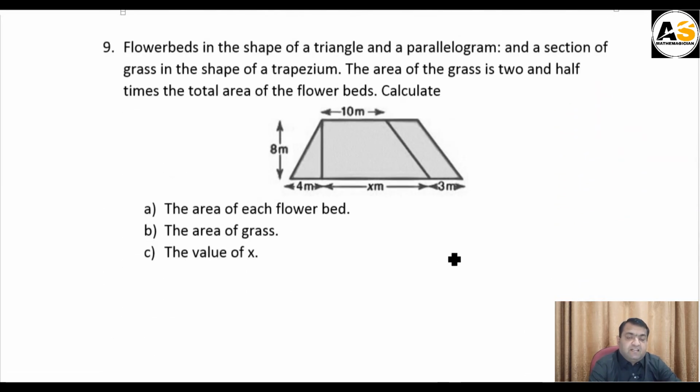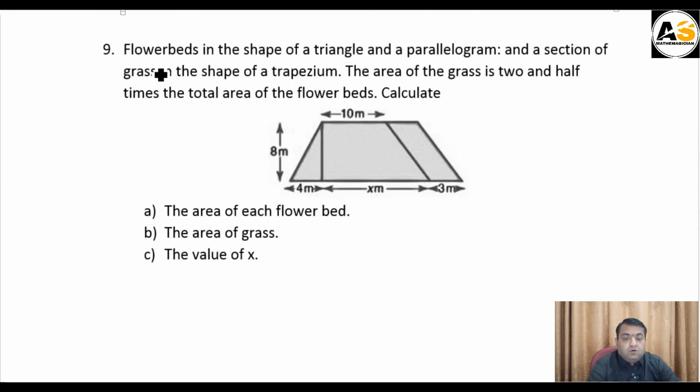Last question of today's class. There are two flower beds in the shape of a triangle and a parallelogram. This is a flower bed, which is a triangle, okay, and this is also a flower bed, which is a parallelogram, and a section of grass in the shape of a trapezium. This is the trapezium, this is grass basically, okay. The area of the grass is 2.5 times the total area of flower beds.